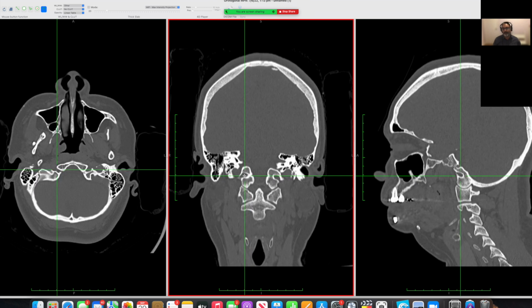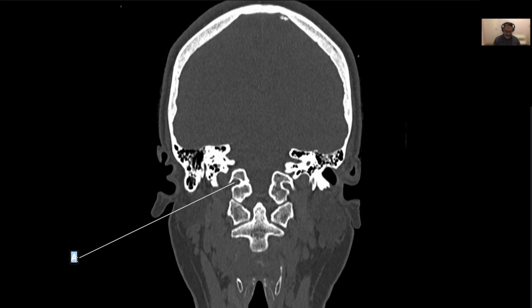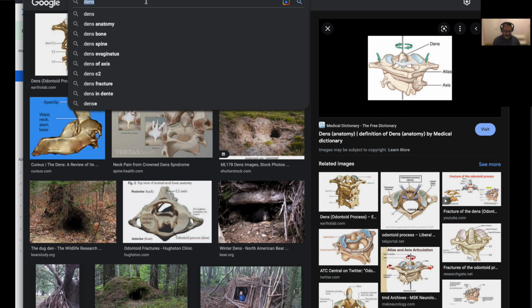What's the next foramen under the jugular foramen? Hypoglossal canal. Correct. Hypoglossal canal. It's just next to the foramen magnum. Well, just give me one second. Now that we're here, hypoglossal canal, you might as well see how it looks in the skull.